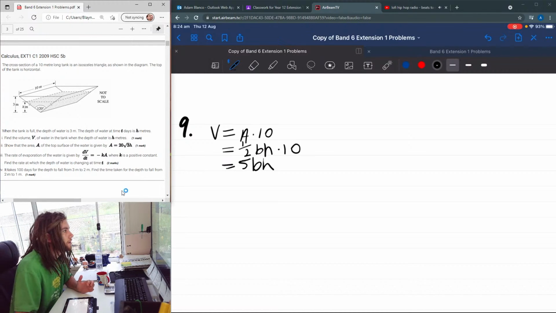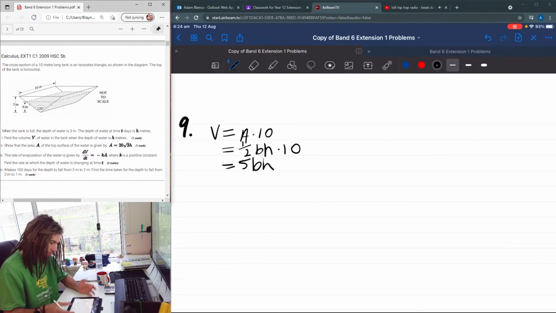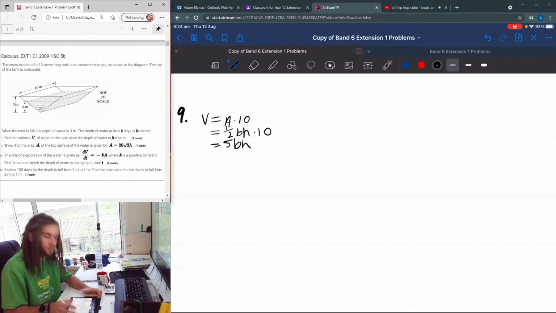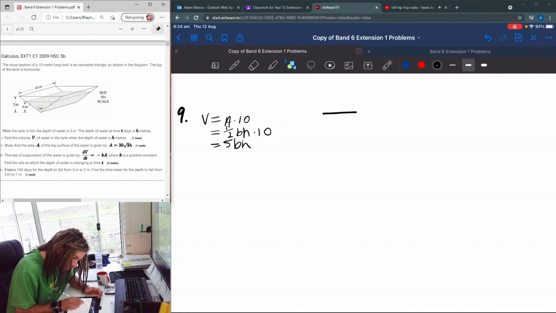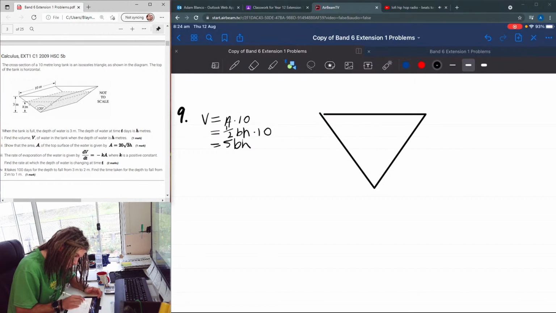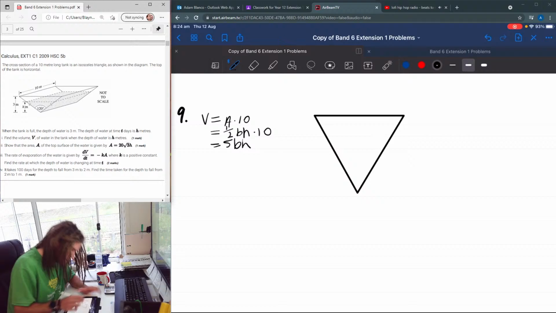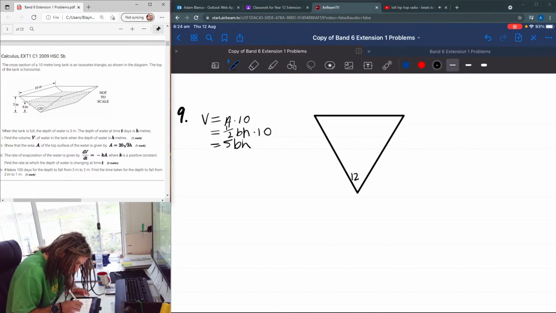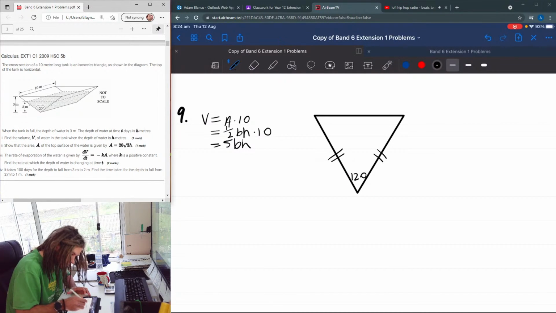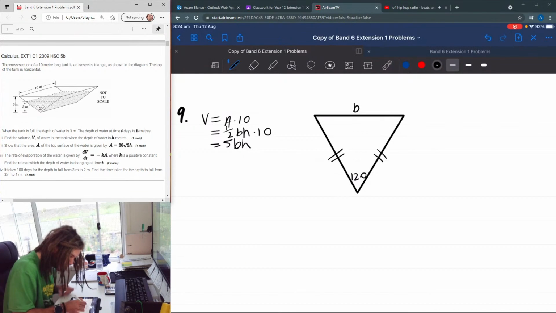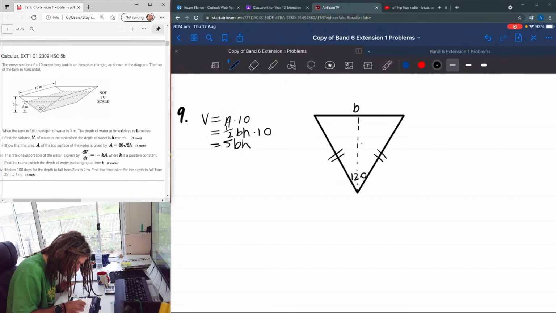And it wants it when it's h meters, so in general it's going to have an h in it. I don't have the base of the triangle, so I just drew the triangle. Here we go. I know that this is 120. I know that it's isosceles. I want to know what the base is, so I'm going to call that B. I know that my height runs like h is that.